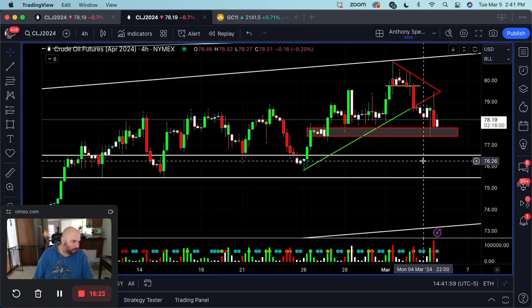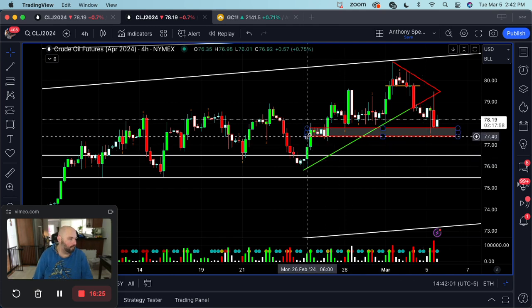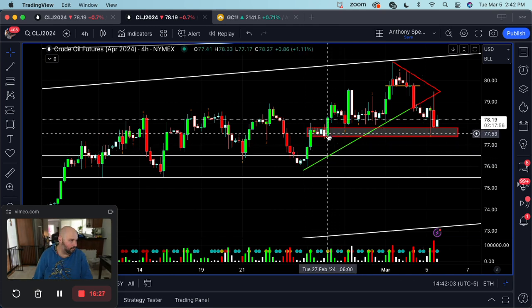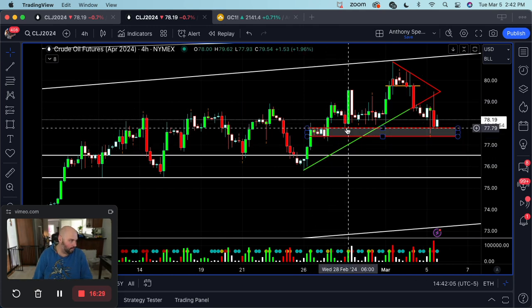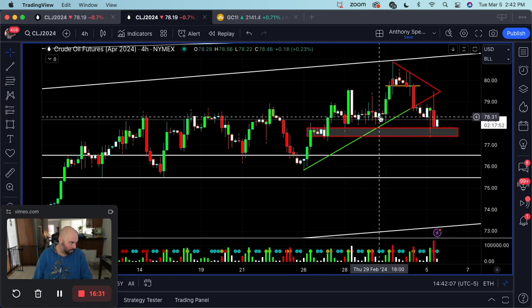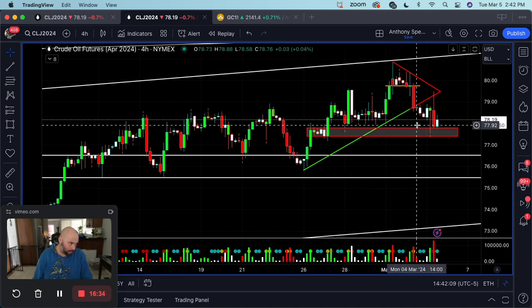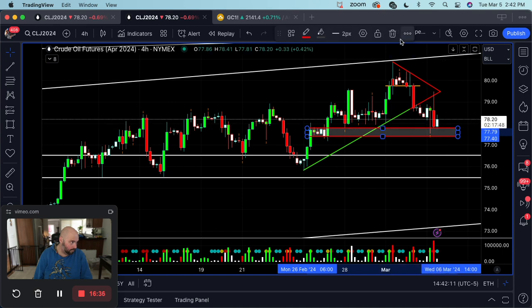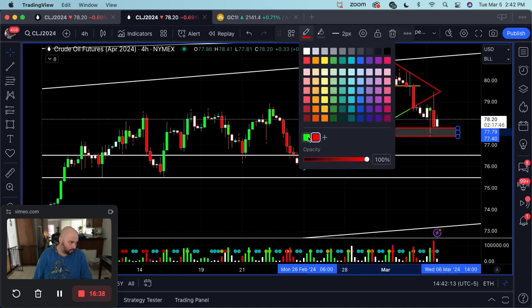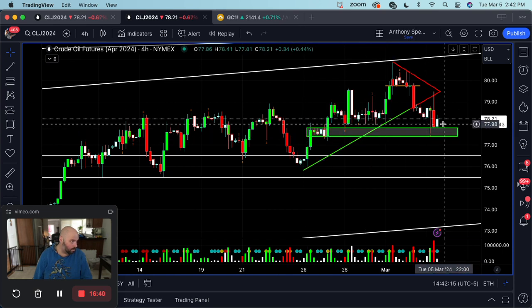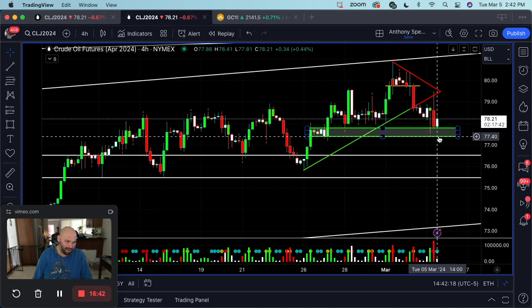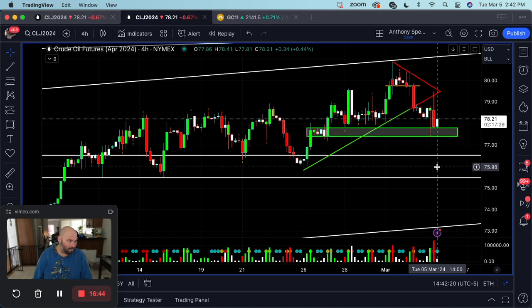Notice where we found support. This little consolidative period right here. Now we got a big push away, retest, support, hovered above it, boom, pushed higher. Do you think I'm going to short into this? No. No.